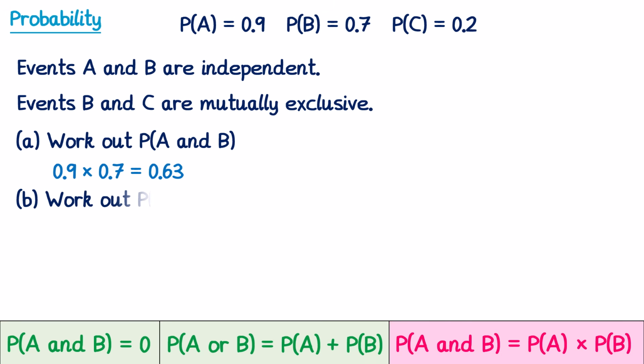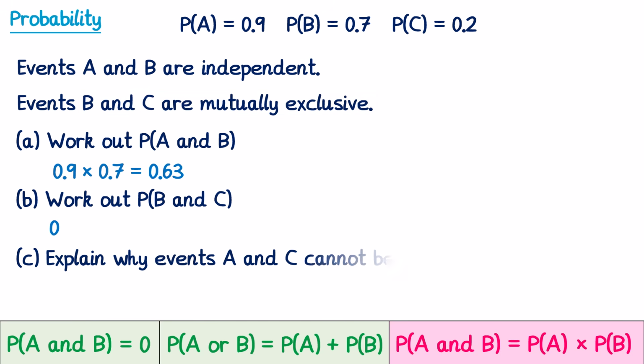In part B of this question, it says work out the probability of B and C. Well, we are told that B and C are mutually exclusive. That means we can use this fact down here, although we'll need to switch the letters out from A and B to B and C, but the same thing applies. So since they are mutually exclusive, the probability of B and C must be 0.